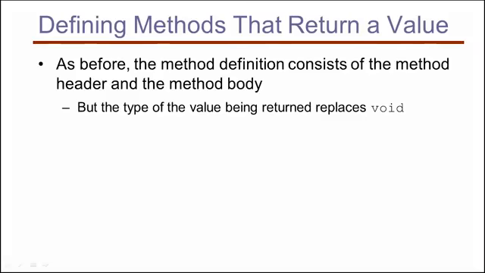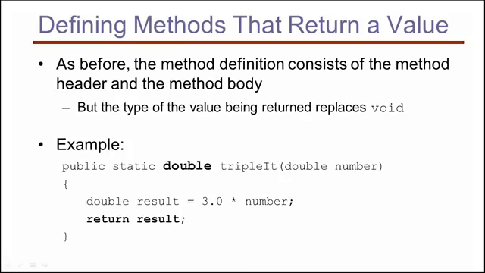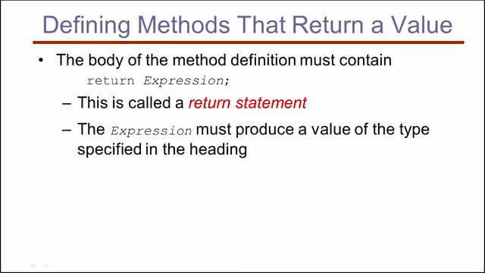If a method is going to return a value to the caller, you need to specify that in the method header. This is done by simply replacing the keyword void with the data type of the value being returned. Here's an example of a method that returns the value that is 3 times the parameter it receives. Note that the method header specifies that a double value is being returned to the caller. Now, somewhere in the method body, we must specify the value which we want to have returned to the caller. We use the return statement to accomplish that.